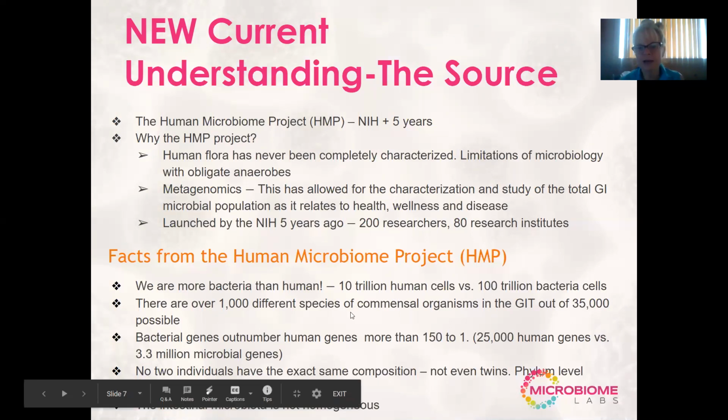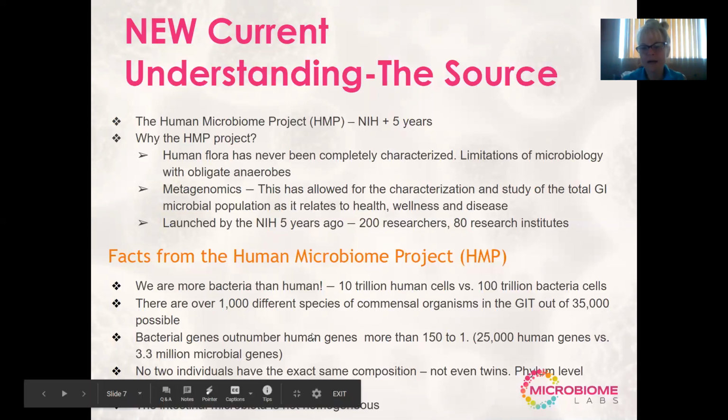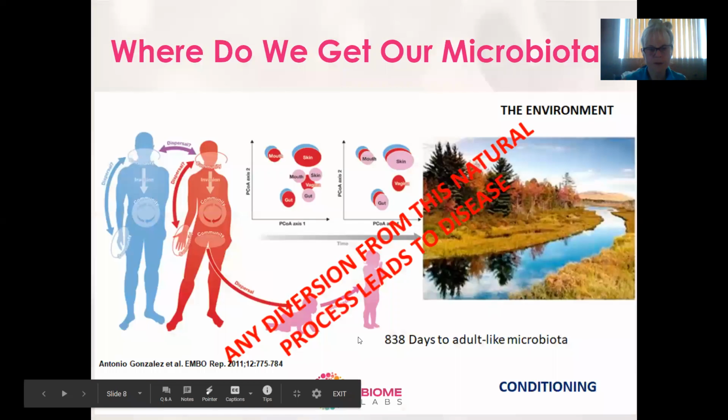No two individuals have the exact same composition, not even twins. At the phylum level, the phylum level is conserved, but the species level has a vast difference in different species populations. And these pop-ups, it's hard to read the last one.